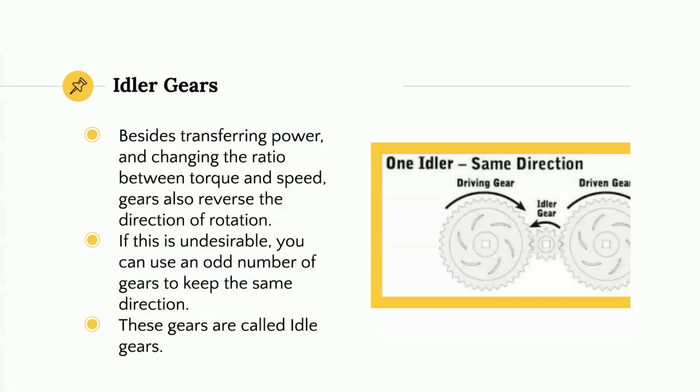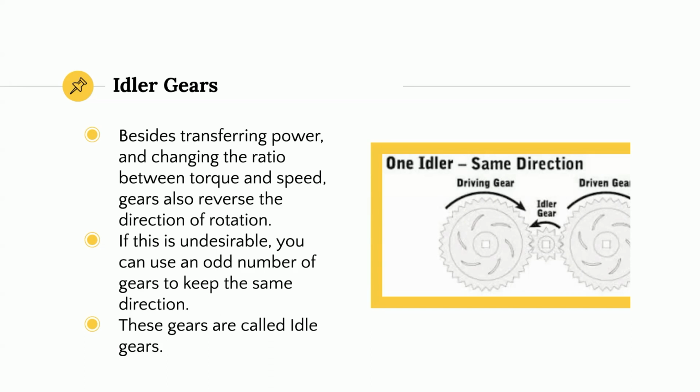Idler gears. Besides transferring power and changing the ratio between torque and speed, gears also reverse the direction of rotation. If this is undesirable, you can use an odd number of gears to keep the same direction. These gears are called idler gears. So we have an input gear, otherwise known as a driving gear, and an output gear, otherwise known as a driven gear. So any gear in the middle would be called an idler gear.